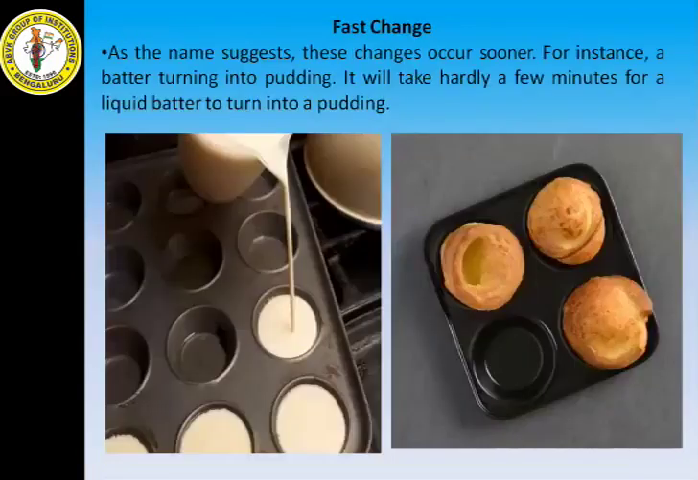Then what do we mean by fast change? As the name suggests, these changes occur sooner. For instance, a batter turning into a pudding will take hardly a few minutes for the liquid batter to turn into a pudding. Like preparing an idli from batter, or a cake. These are the types of changes that happen at a quicker, faster rate. So it is called fast change.